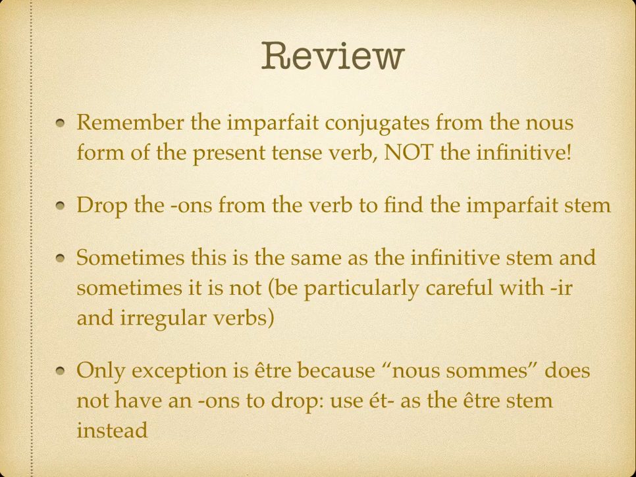If it's irregular in the present tense, we can still find the stem for the imparfait this way, except for être. Because nous sommes does not have an O and S to drop, it's the only nous form in the entire French language that does not end in O and S. That means that we have to use a different stem for the imparfait. That stem is going to be é-t, été. It's the only irregular one you have to remember in the entire language.